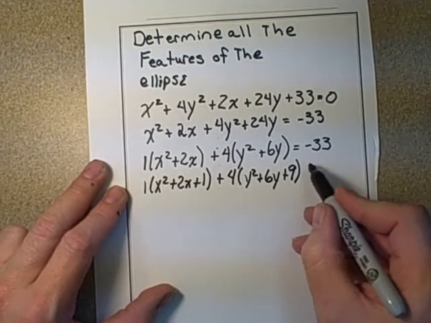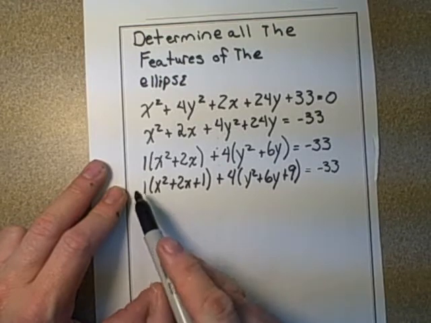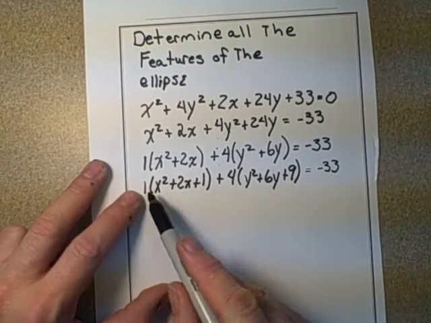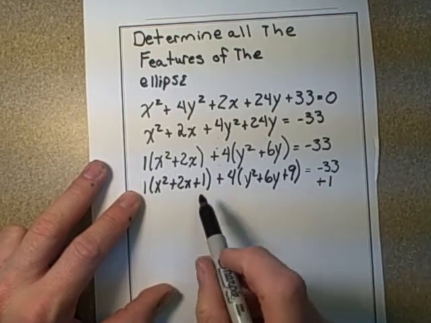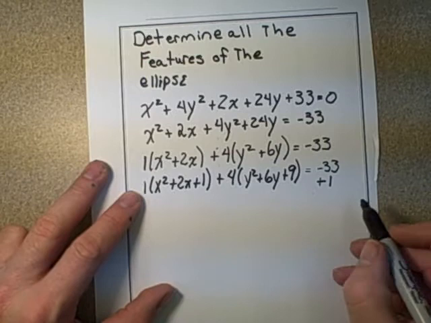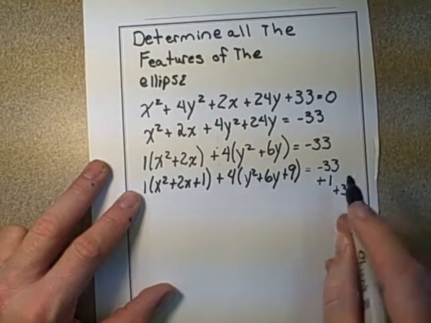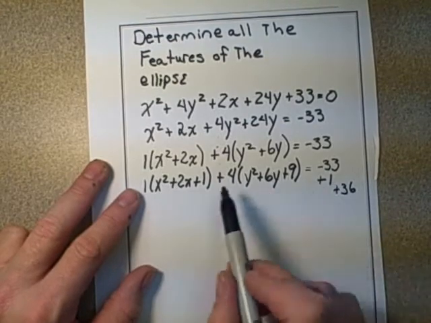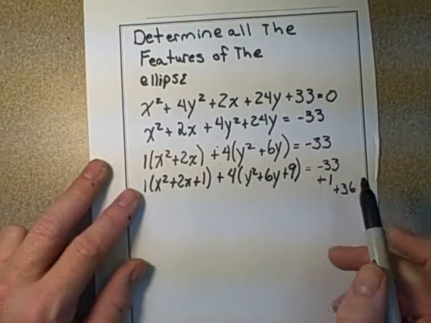Okay, now since you've added here on this side 1 times 1, you're going to have to add a 1 over here. Since you've added a 9 times 4, 9 times 4 is 36, you're going to have to add 36 on the other side. And then when you get to this point, you factor this, and combine these.